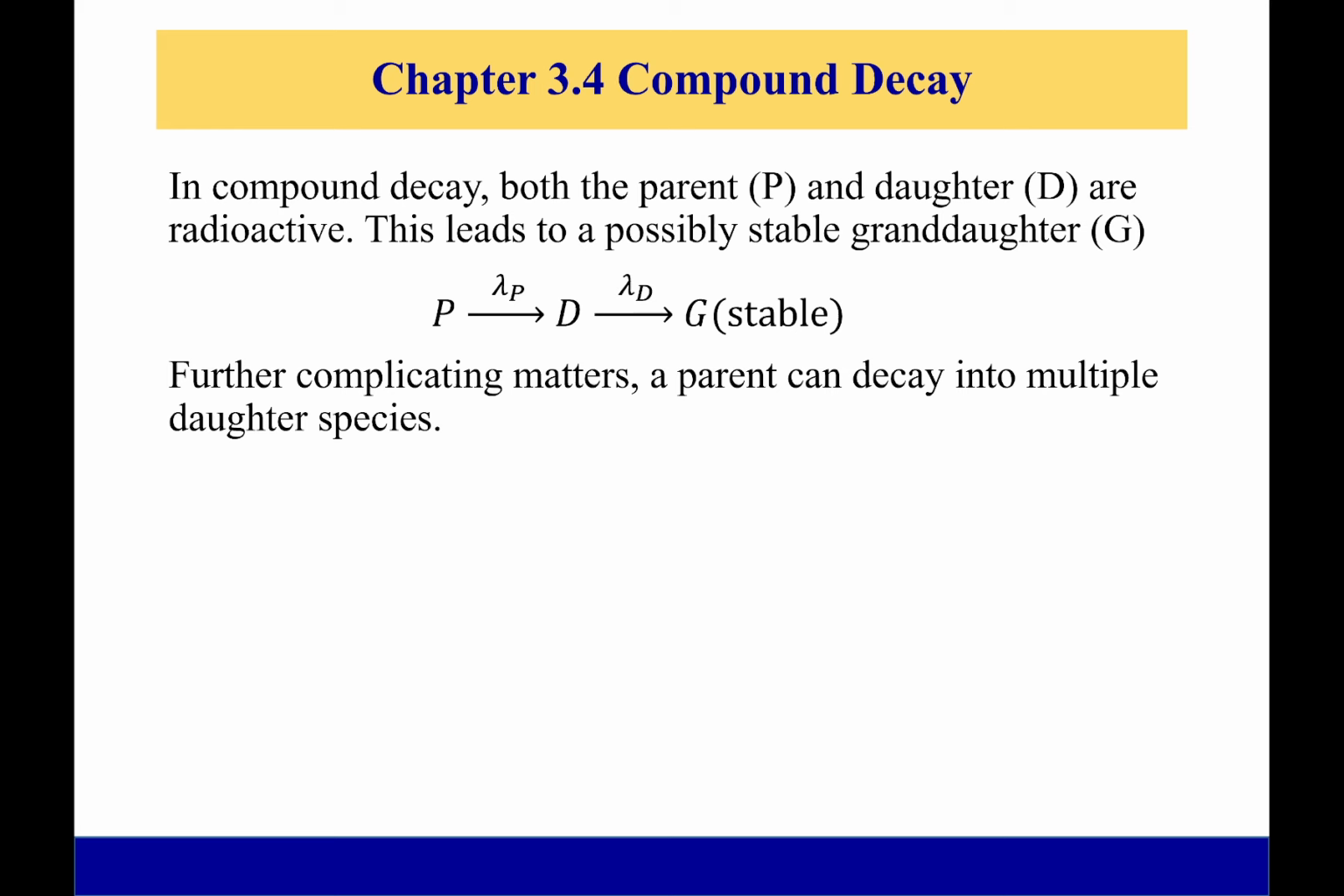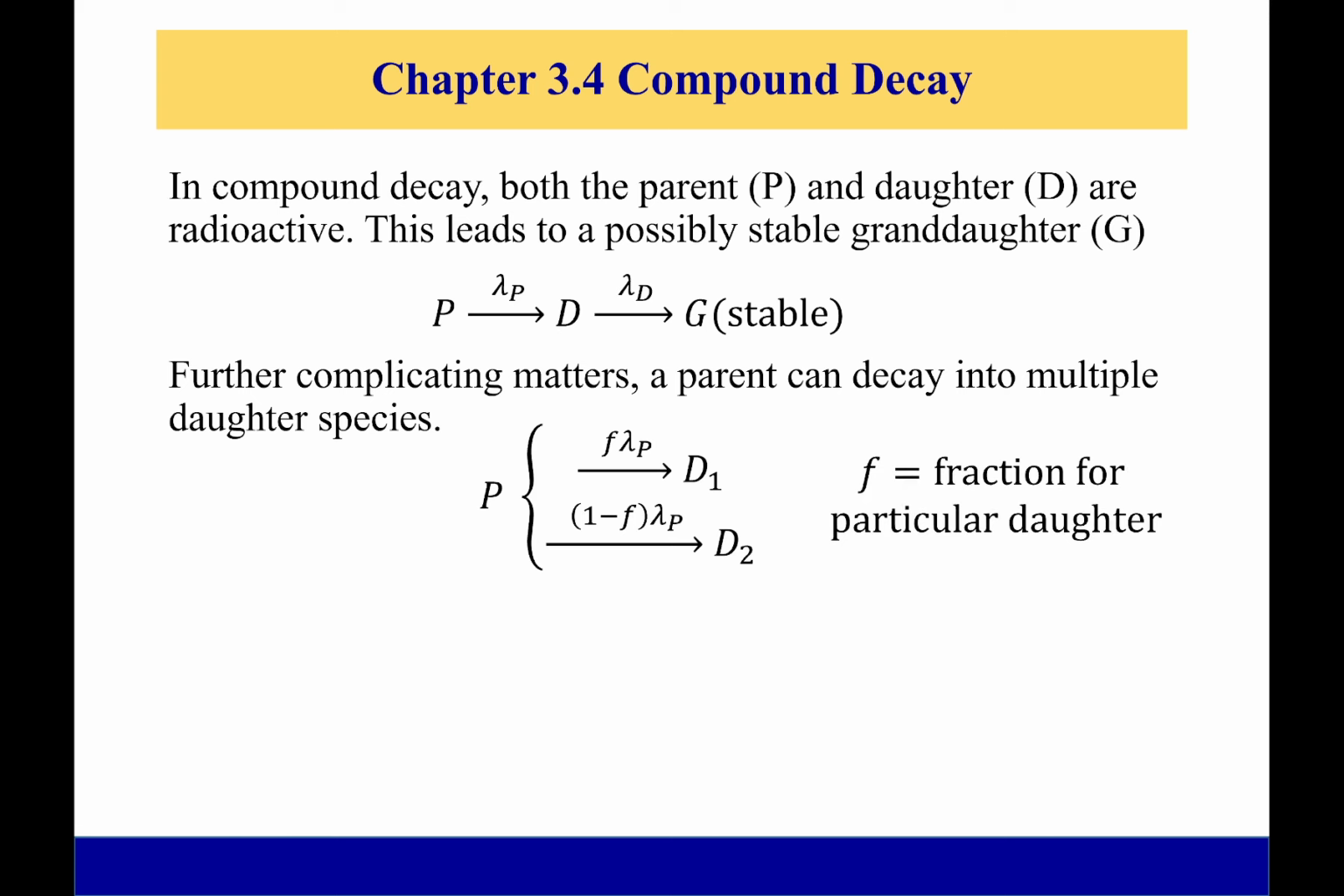Parents don't necessarily decay into just one particular species. For example, I might have a parent that can decay into two daughter species. And so we had to introduce this new value f, which is simply my fraction that is going to that particular daughter. In this case, since I have two daughters, I'm going to have f for one and 1 minus f for the second, but I could have 3 or 4 different daughters. It doesn't have to be one particular species, or sorry, two particular species.